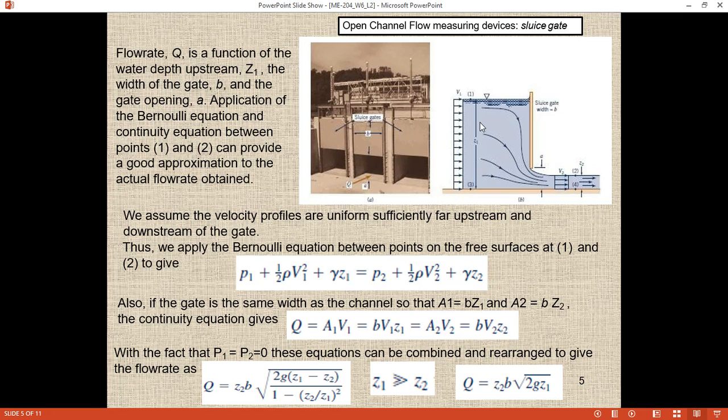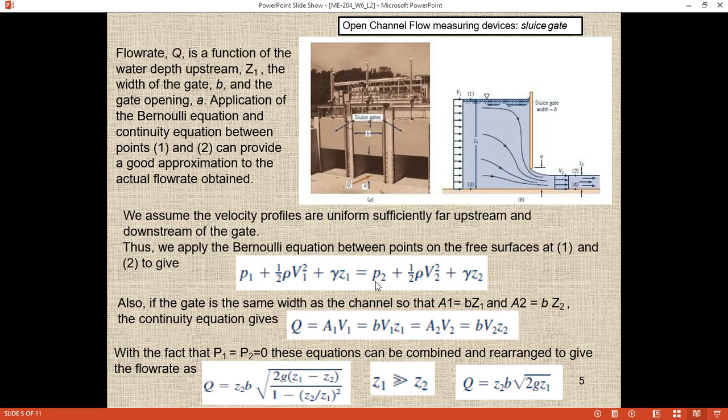This is the height of the water, that is Z1. A is the height of the opening, from here to here, which is given, and B is the width of the opening or width of the gate. Okay, so if you apply the Bernoulli equation between point 1 and point 2, the Bernoulli equation will become like this.